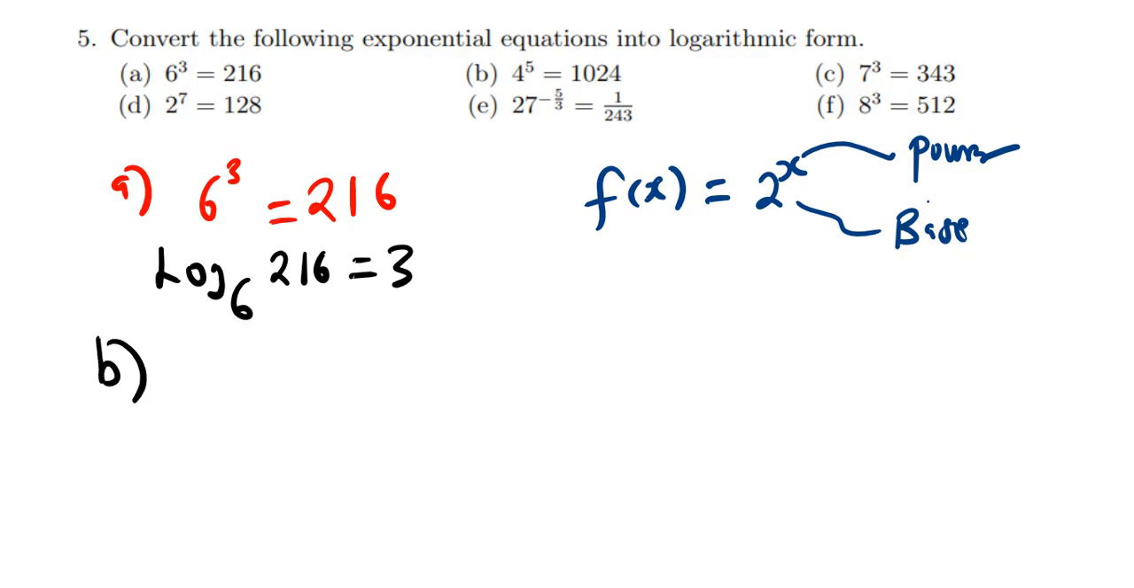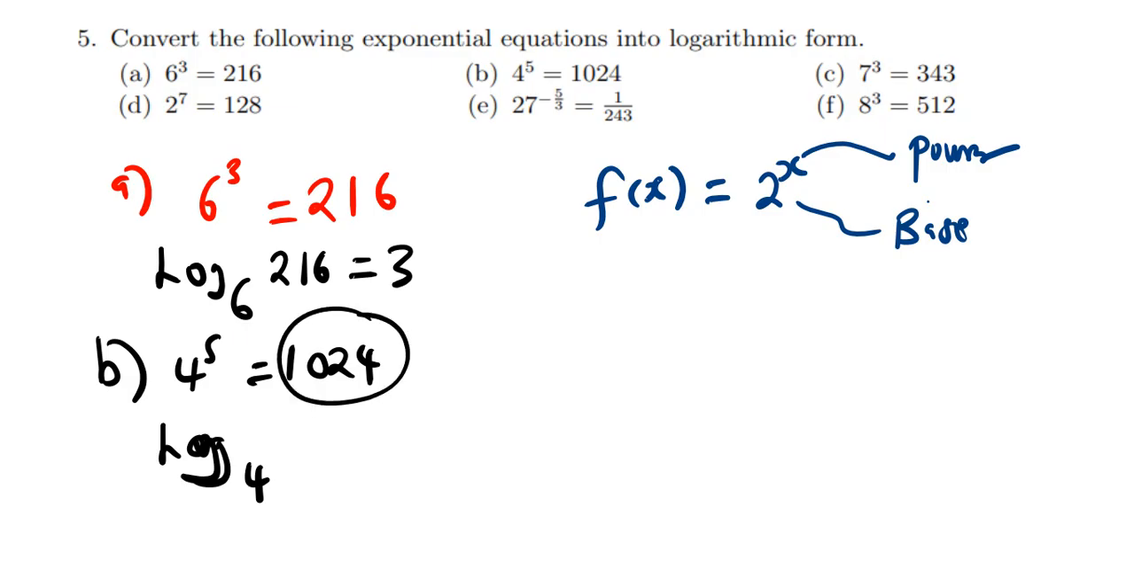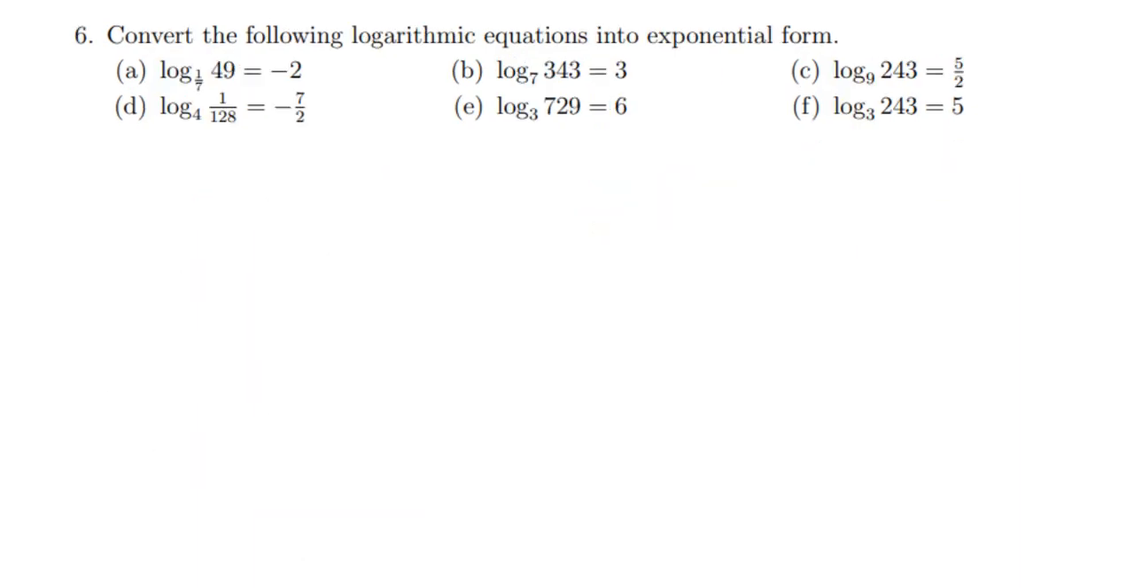For our b, we're saying 4 to the power 5 is equal to 1024. So it's still the same log. 4 is the base, so it's log base 4. What are we finding? We're finding 1024, which is equal to the power 5. So same with the other ones. That's how we're going to do these ones.